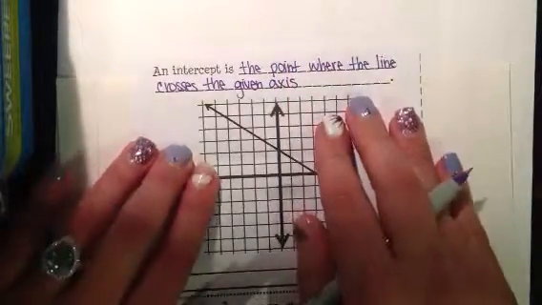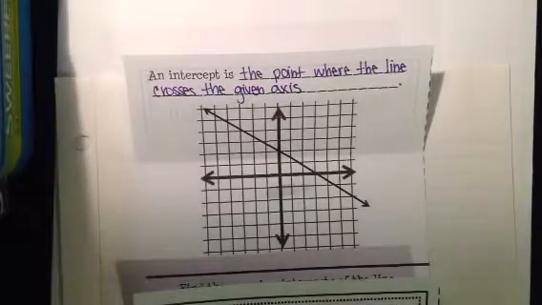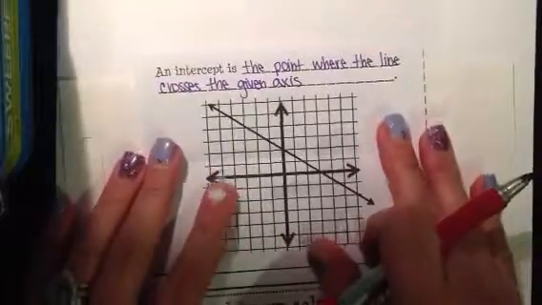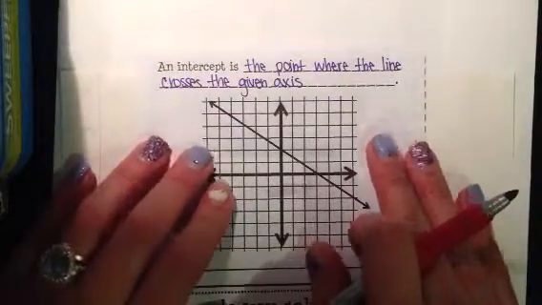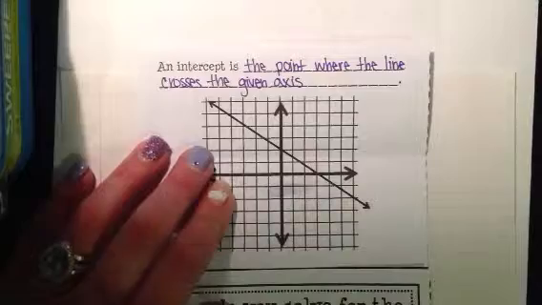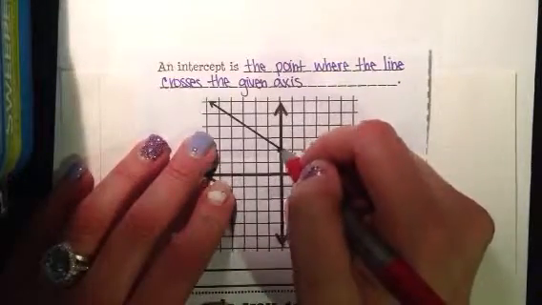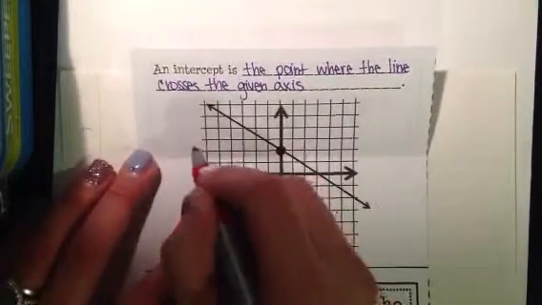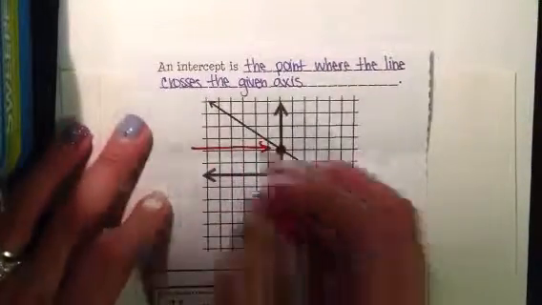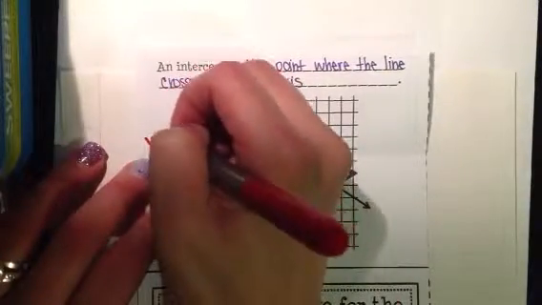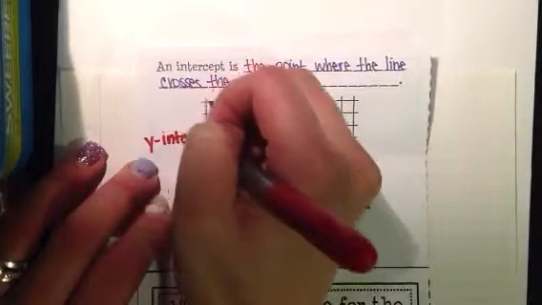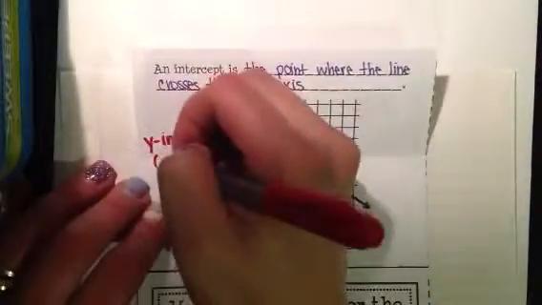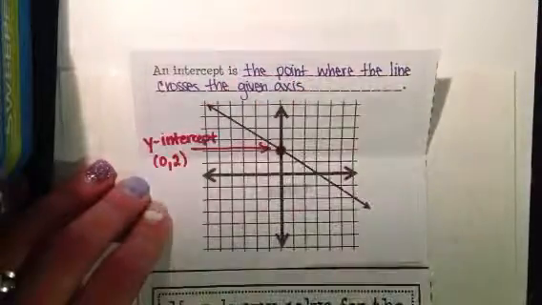So on this graph we have two intercepts, one on the x-axis, one on the y-axis. We've got to find where the line crosses these axes. On the y-axis, it crosses right there. So that point right there is our y-intercept because it crosses the y-axis, and its coordinate point is 0, 2.